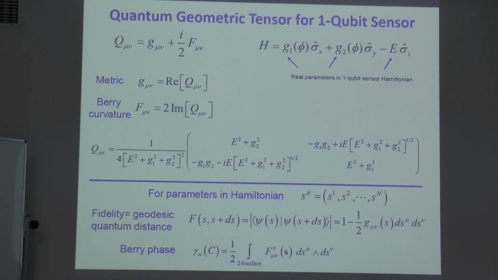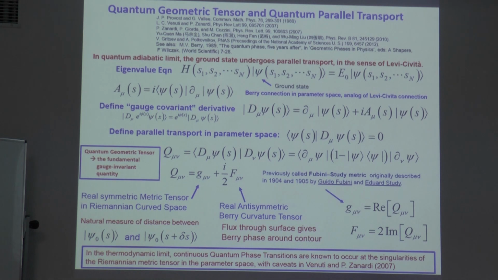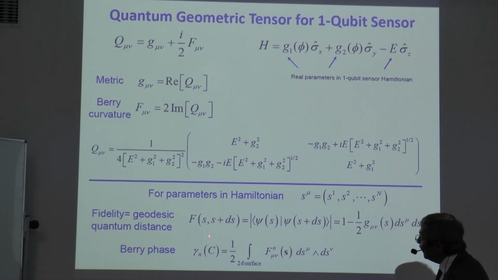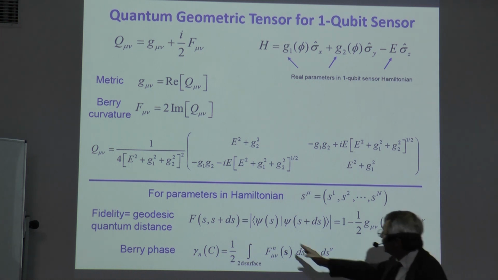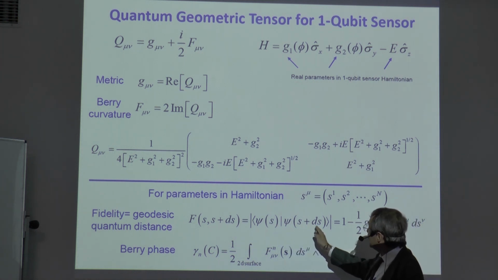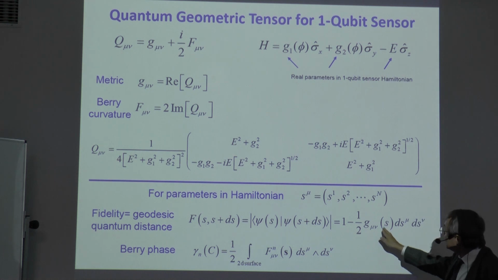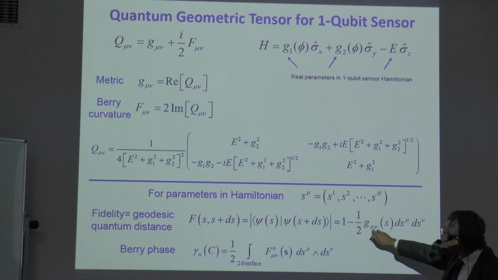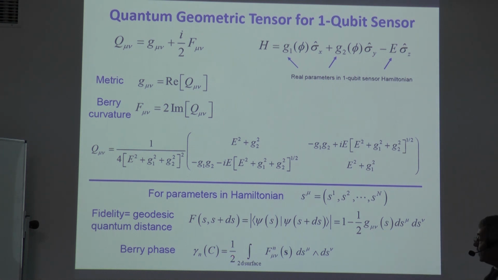So you can calculate all this for the 1-qubit tensor, and it looks just like this. It's a kind of messy matrix, but the point is this. People have discussed this quantity called the fidelity, the distance between psi at S and psi at S plus delta S. It's equal to this metric tensor that we talked about, integrated and summed over these indices. So that's the fidelity. And the Berry phase, we've already talked about, is just the integral of the Berry curvature.